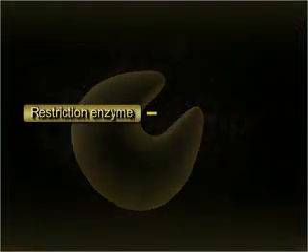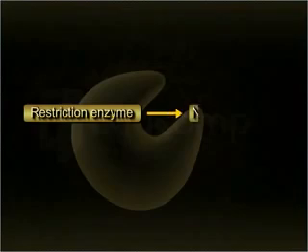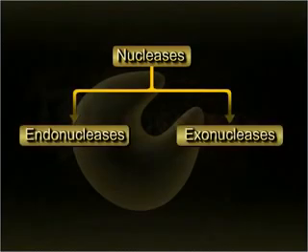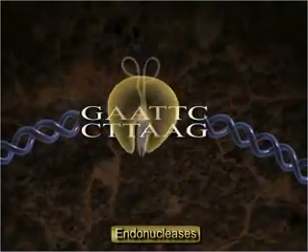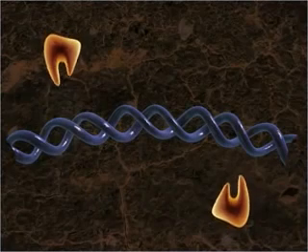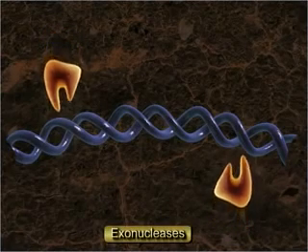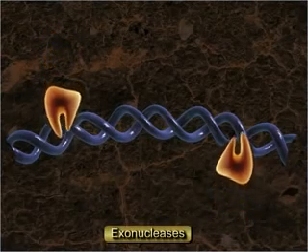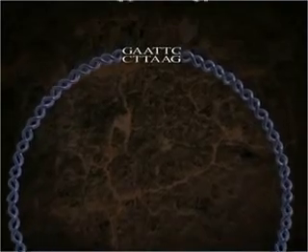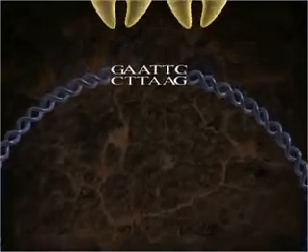Restriction enzymes belong to the group of enzymes called nucleases. Nucleases are enzymes that catalyze hydrolysis of the DNA. These may either be endonucleases or exonucleases. Endonucleases cut nucleotides within the DNA, whereas exonucleases remove nucleotides from the ends of DNA. Restriction enzymes are endonucleases.